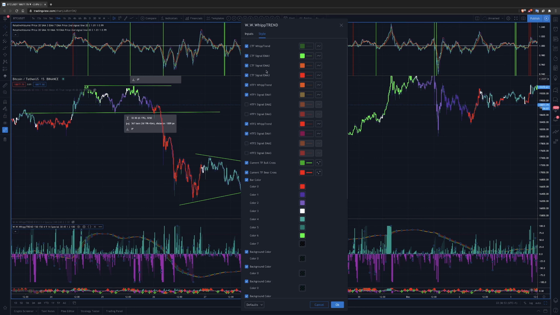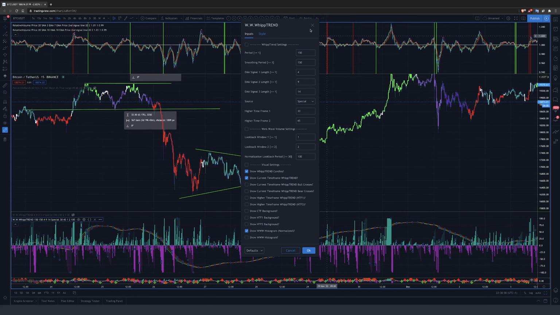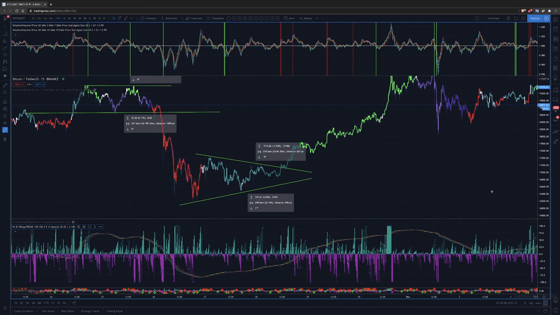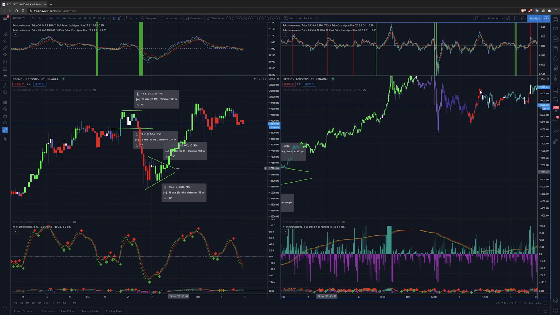Just have a play with it, tweaking the indicators, you can have a play with the colors, see what you like, turn bar colors off, turn different background colors. Just enjoy the indicator. It's an absolute beast. And if you get your time frames right, there's no telling what you can do with it.